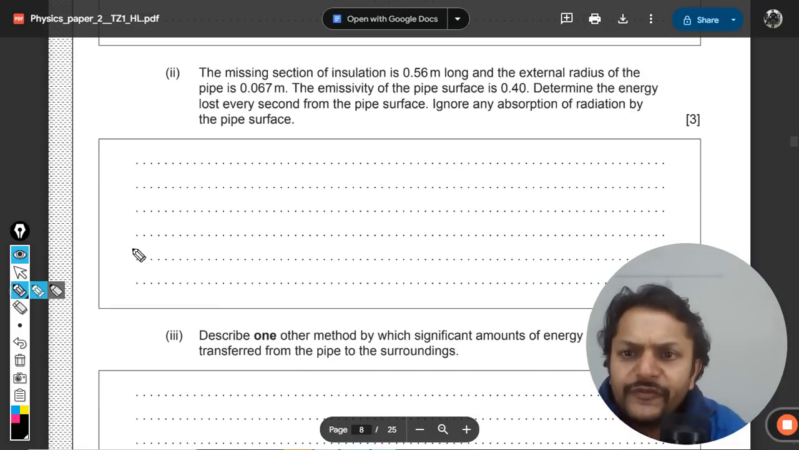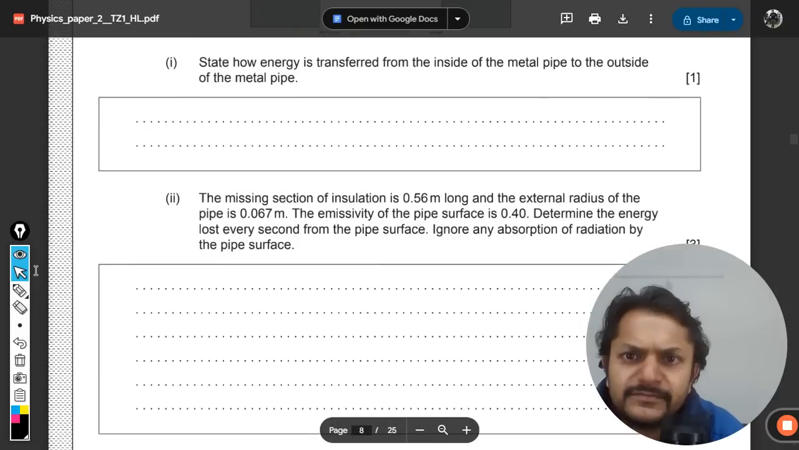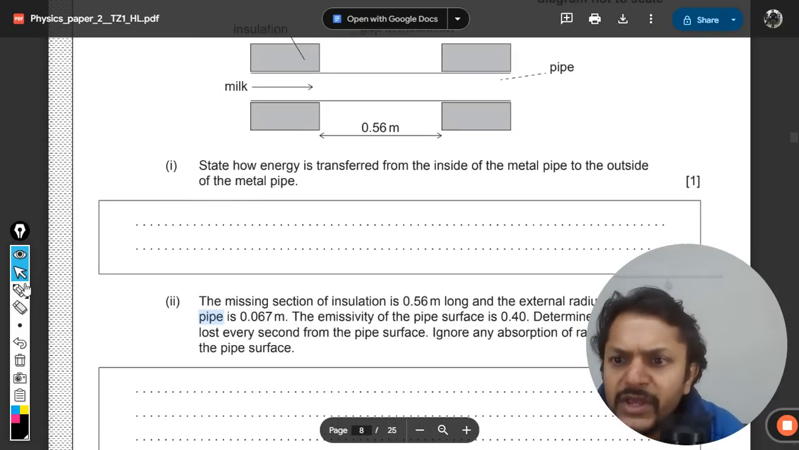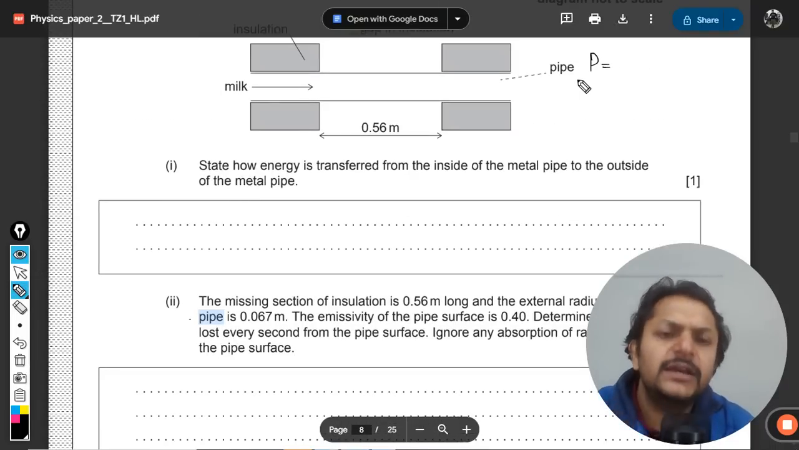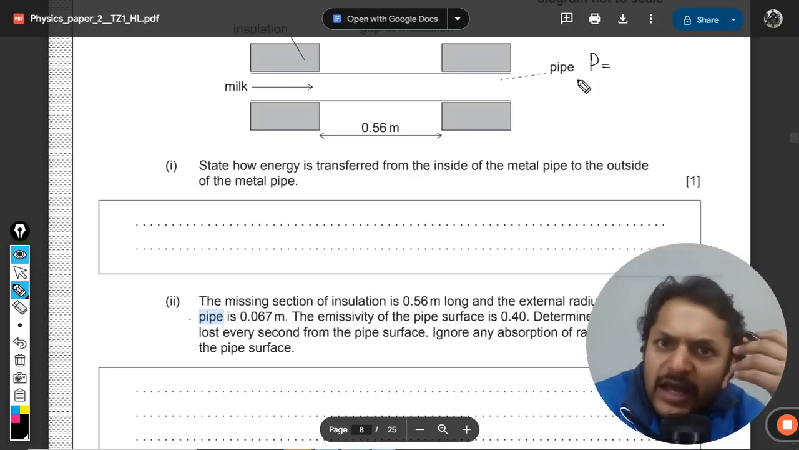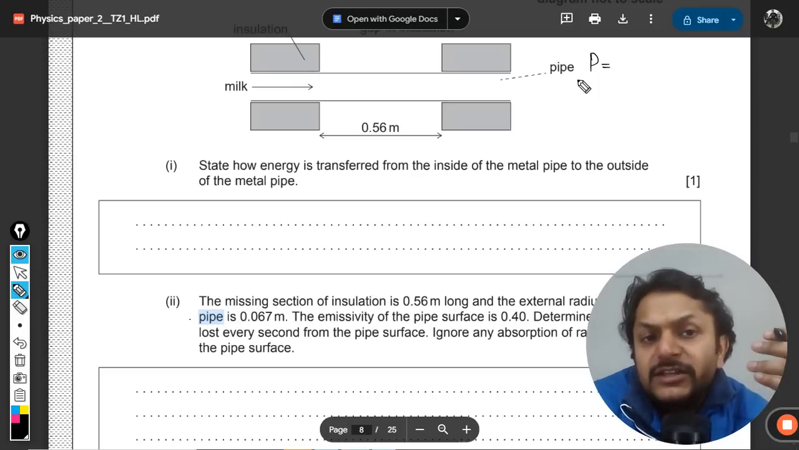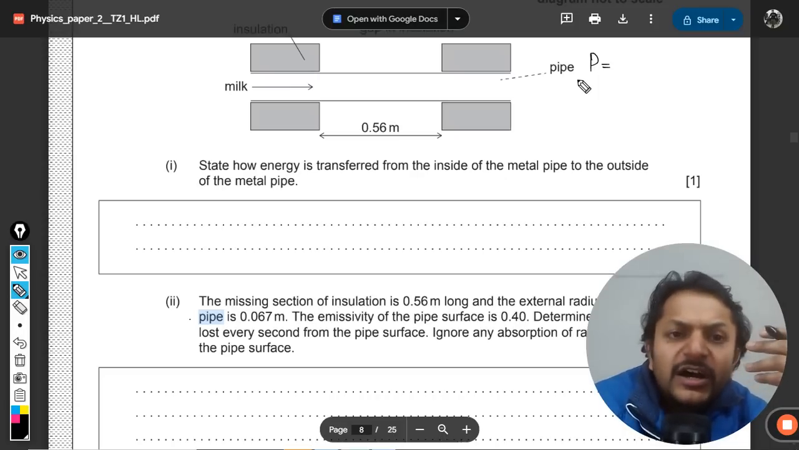Now, the formula for this is the one we have used for black bodies, and this formula is also used in optional astrophysics. It is called the luminosity of a star. It is the same thing.